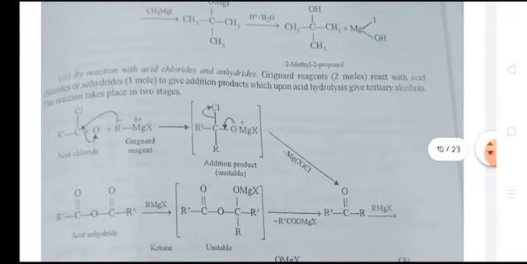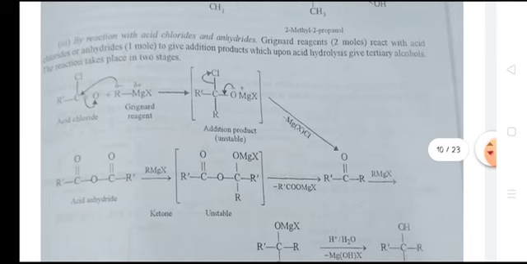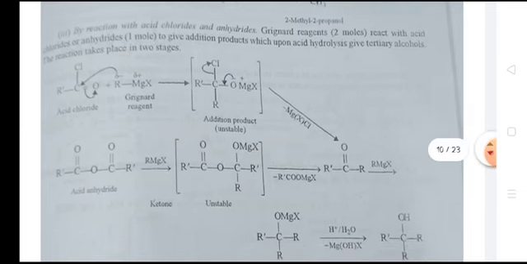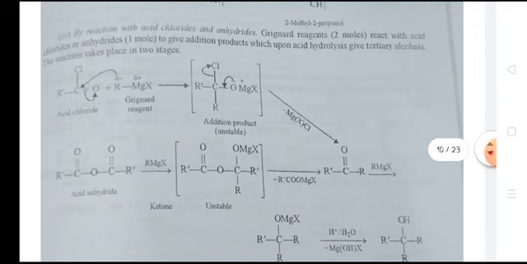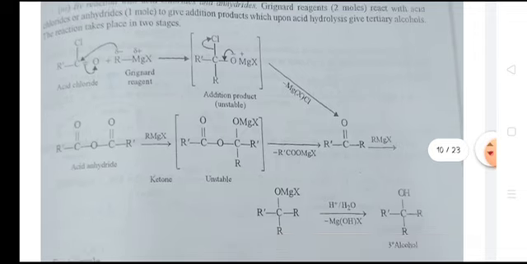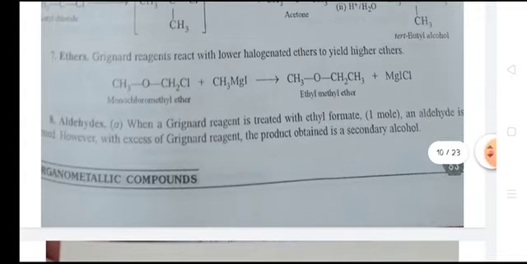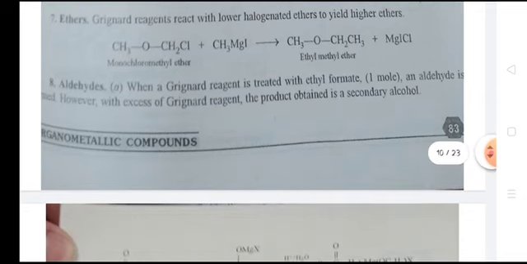By reaction with acid chlorides and acid anhydrides, Grignard reagents, 2 moles, react with acid chlorides or anhydrides, 1 mole, to give an addition product which upon hydrolysis gives tertiary alcohols. Seventh, ethers. The Grignard reagents react with the lower halogenated ethers to give higher ethers.